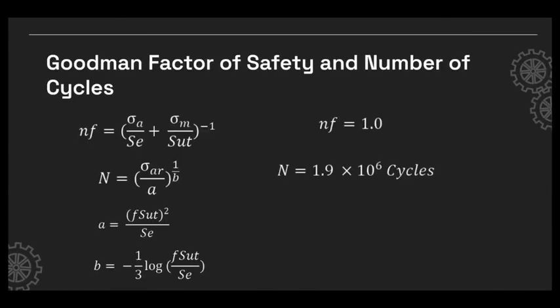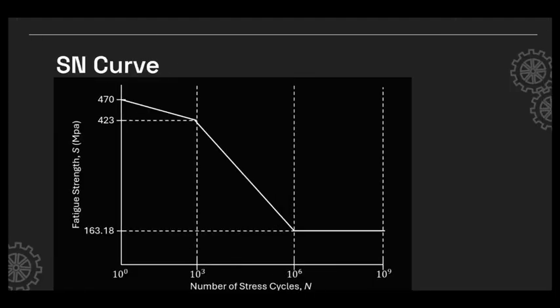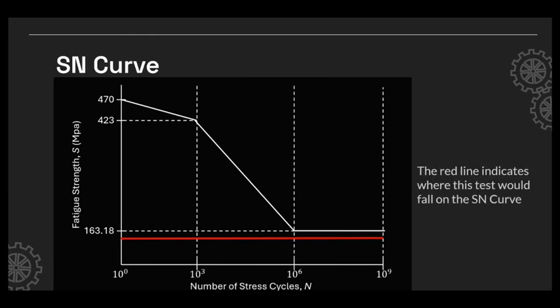Also, our Goodman factor of safety is 1.0, and the number of cycles until failure is 1.9 times 10 to the 6th, which essentially means that the car door check will achieve infinite life under the current load. And here is our SN curve. As you can see from the red line, the load that the door check experiences will be under the endurance limit.